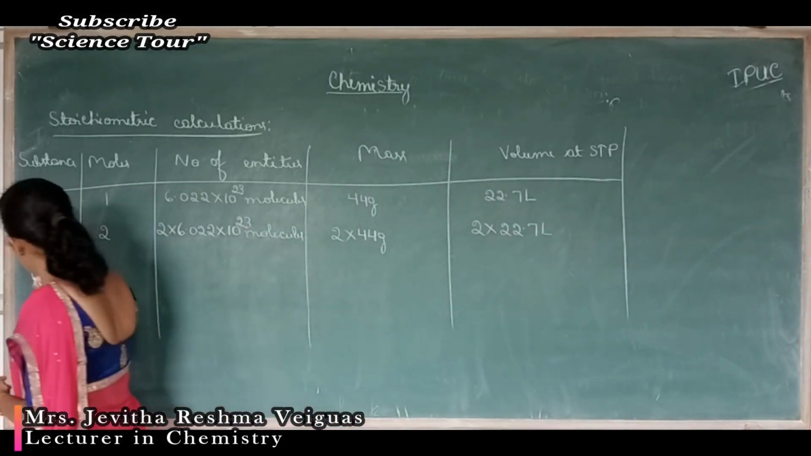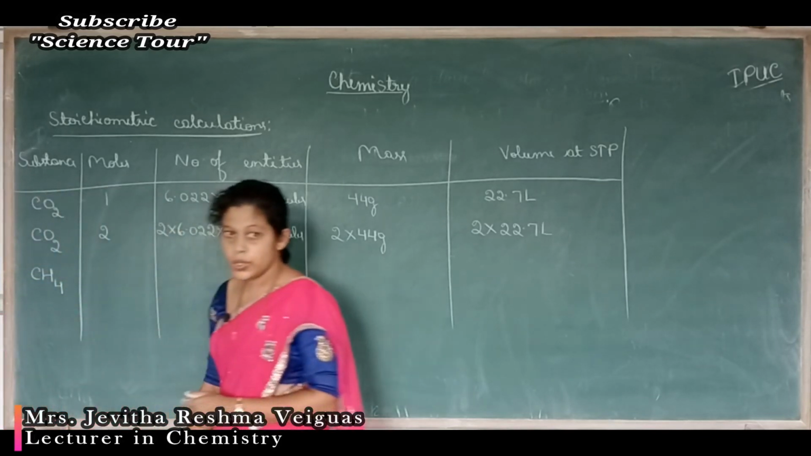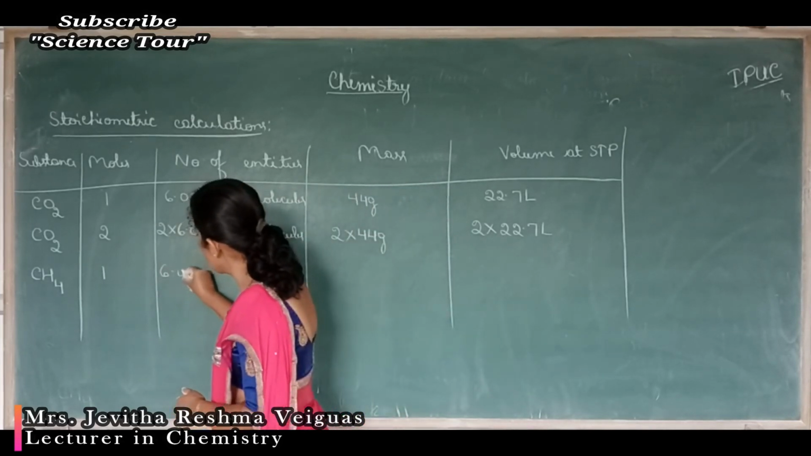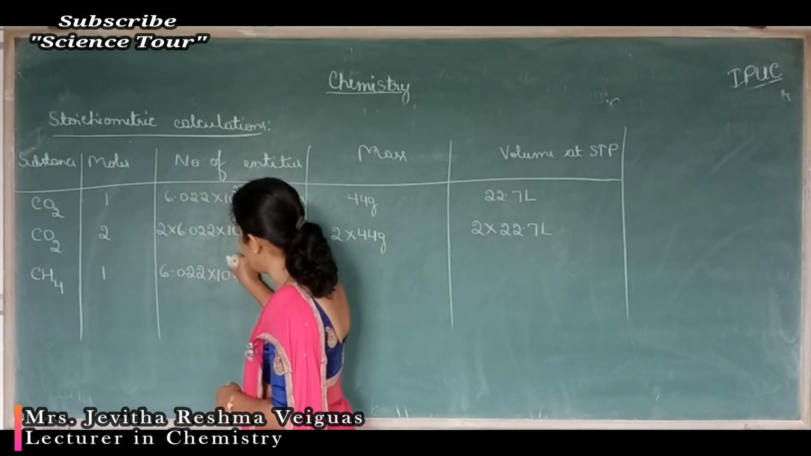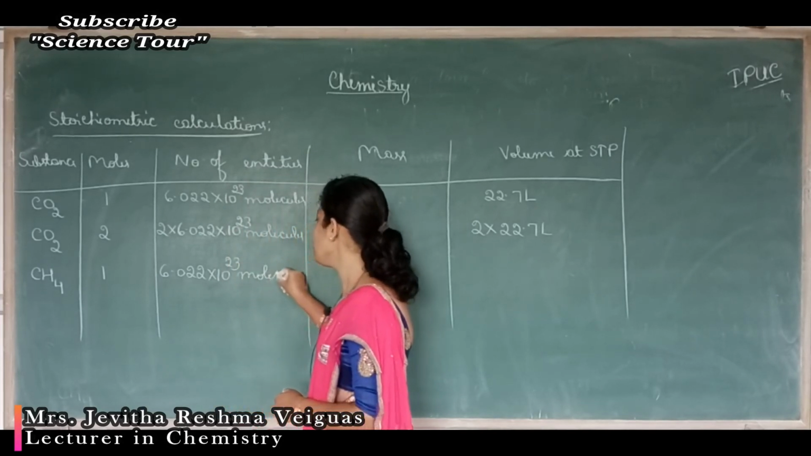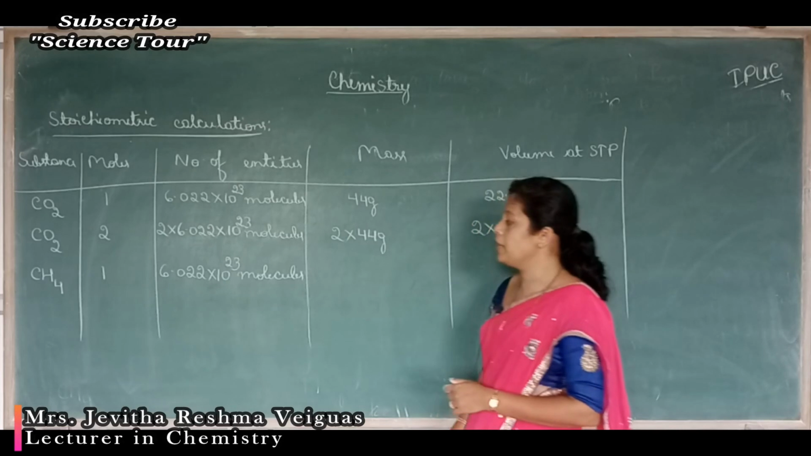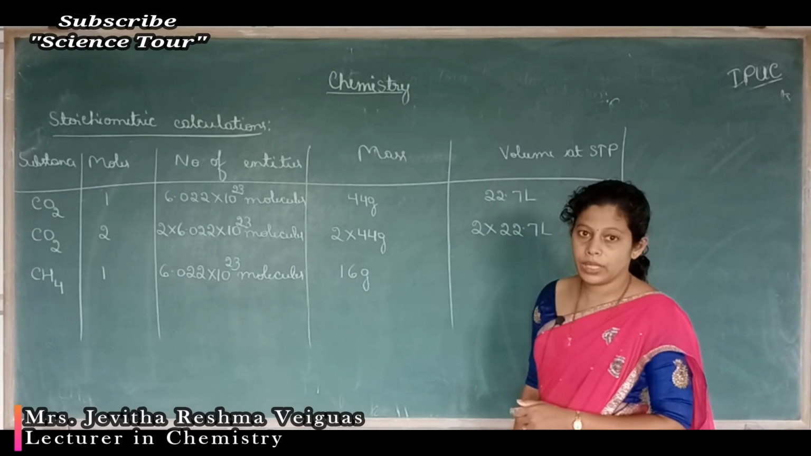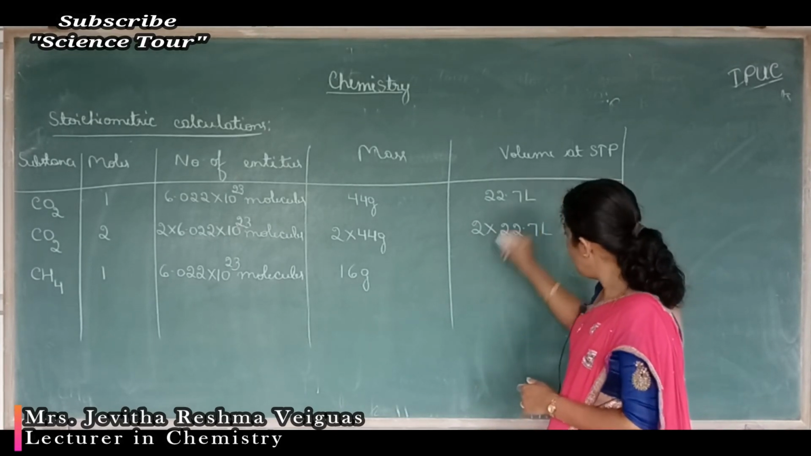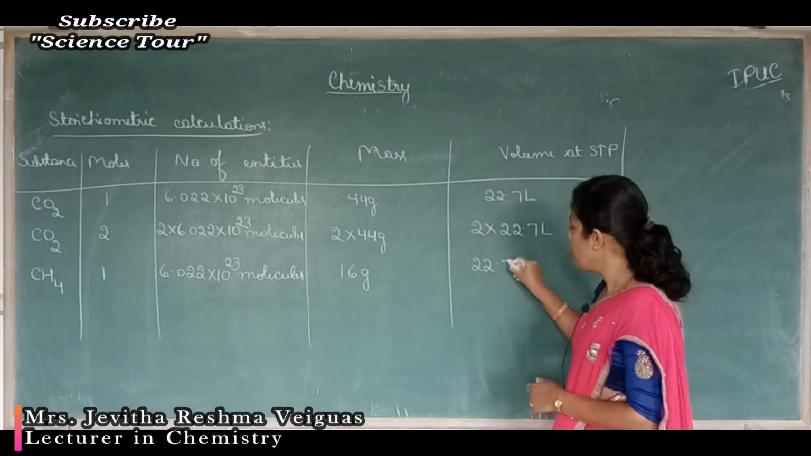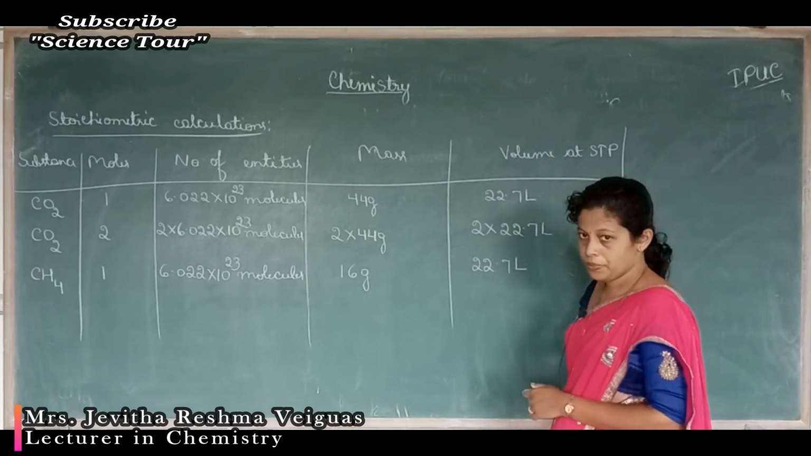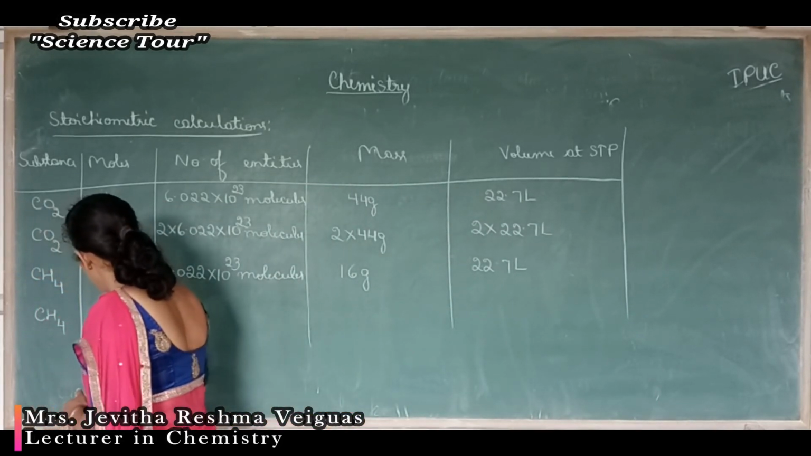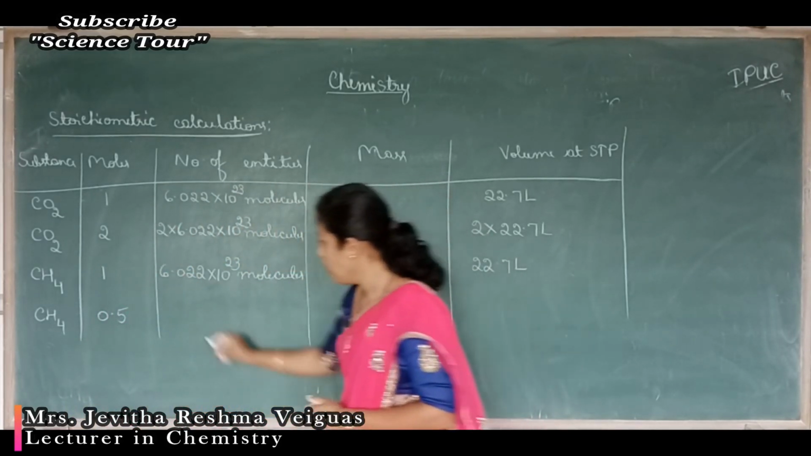Let's take methane, CH4. 1 mole of methane will contain 6.022 into 10 to the power 23 molecules, because methane is molecule, hence elementary entity is molecule. Its mass is 16 gram, which is molar mass of methane. 16 gram will occupy 22.7 liter at STP.